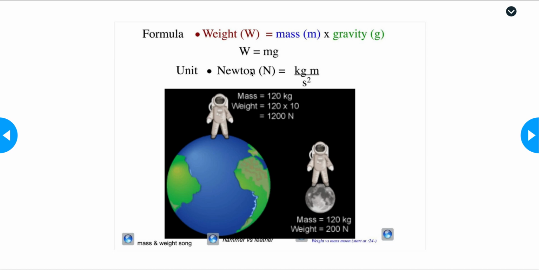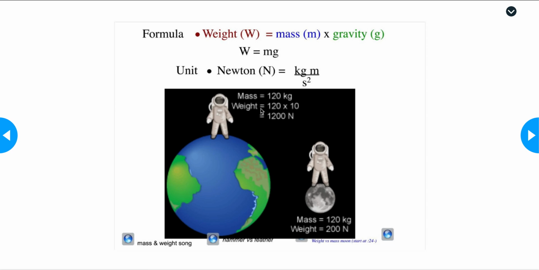In America, we use pounds instead of newtons, but we are going to be measuring these things in newtons. Remember though, if you want to give yourself some context, 1 newton is a quarter of a pound approximately. So if we have an astronaut here, and this astronaut has a mass of 120 kilograms, remember 120 kilograms tells us how much matter is in that astronaut.